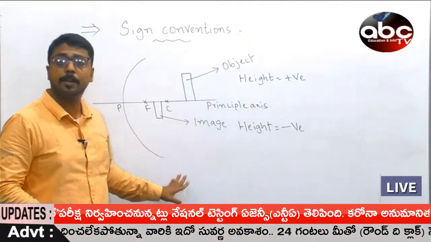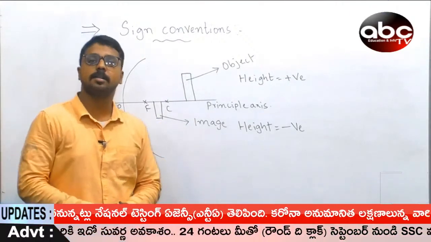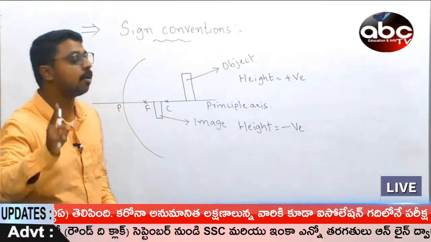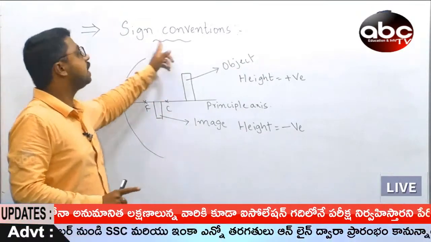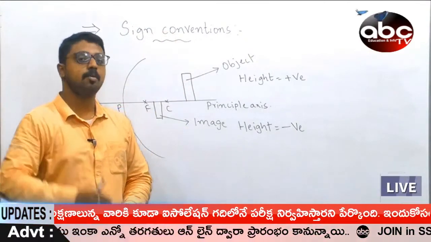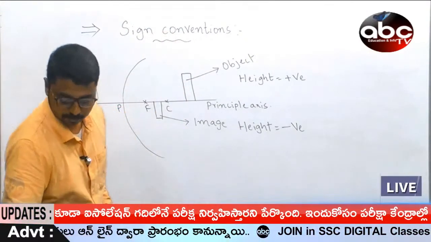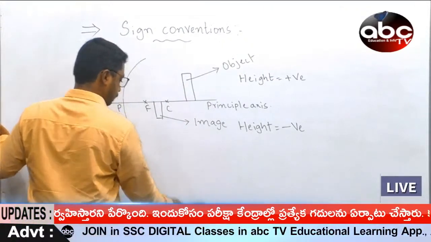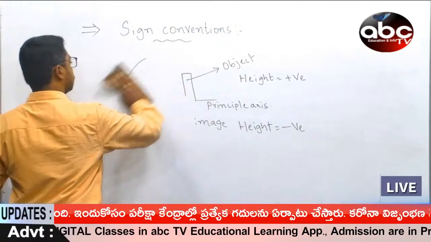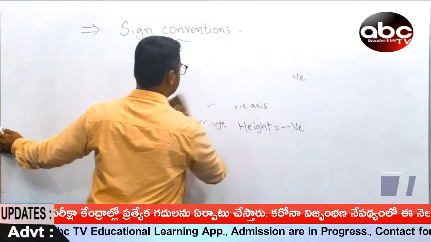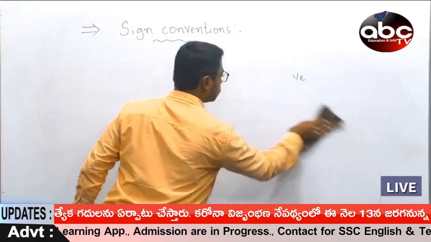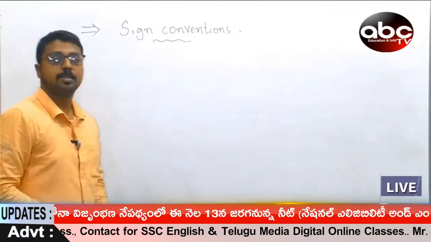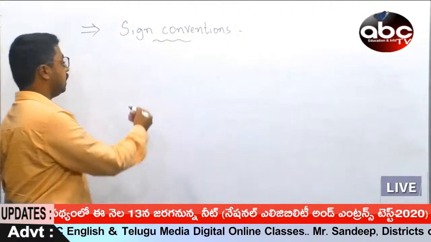If it is below the principal axis, naturally its height is taken as negative. This is the second convention point or second rule of sign convention. Let us move on to the third. Dear children, we are moving on to the third point.